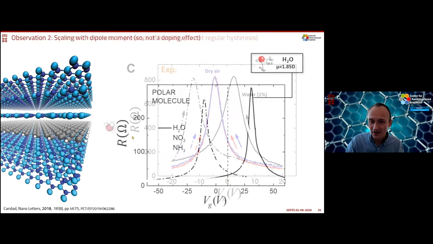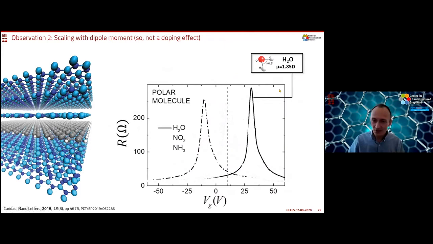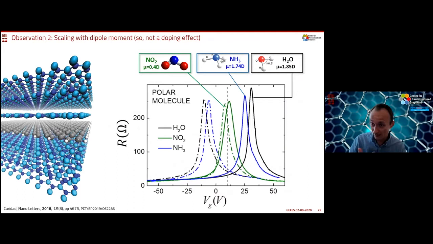Then another interesting thing was that this hysteresis scaled with the dipole moment of the molecule. If we have water, which has the largest dipole moment of 1.85 debye, the hysteresis, that's the black curve, is big, and then it scales down as we go to NO2, which has a small dipole moment. The hysteresis is still there, but much weaker. That's also another thing coming in, which is how well do these molecules bind to these edges?